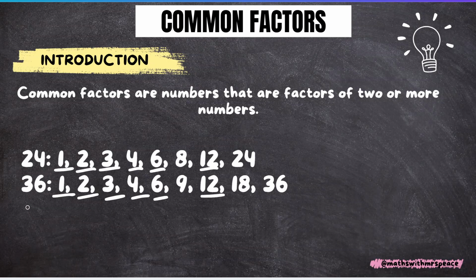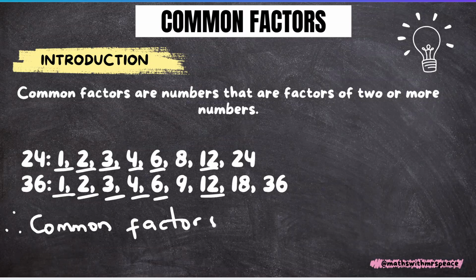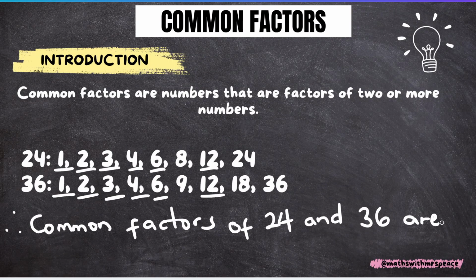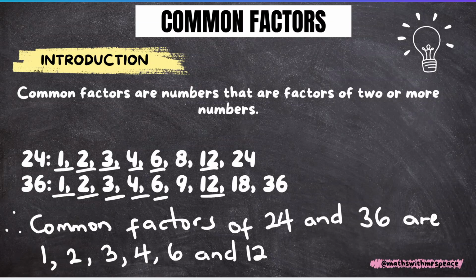So as always, let's conclude by saying, so therefore, common factors of 24 and 36 are 1, 2, 3, 4, 6, and 12. So that's common factors for you.